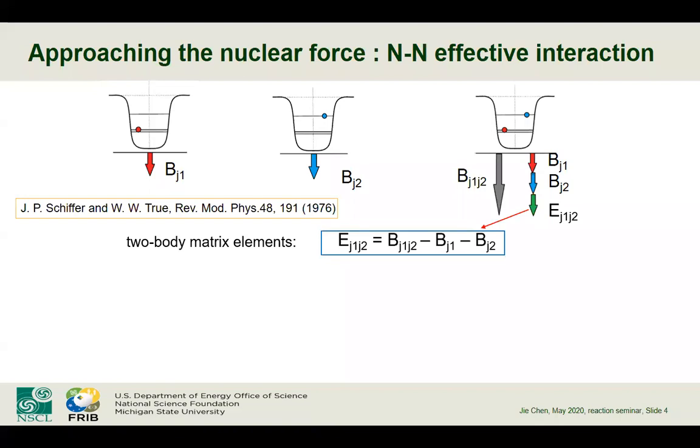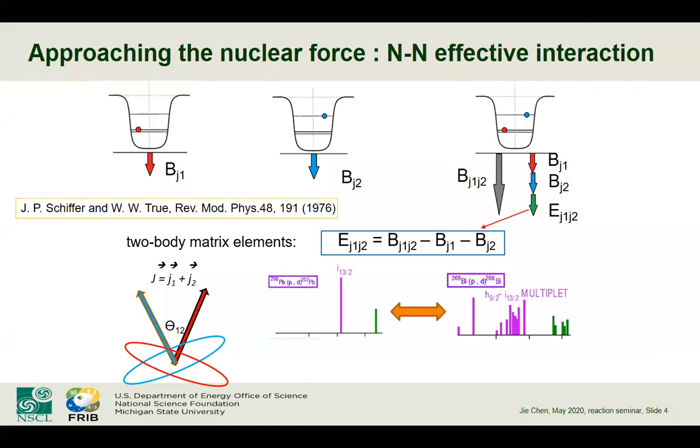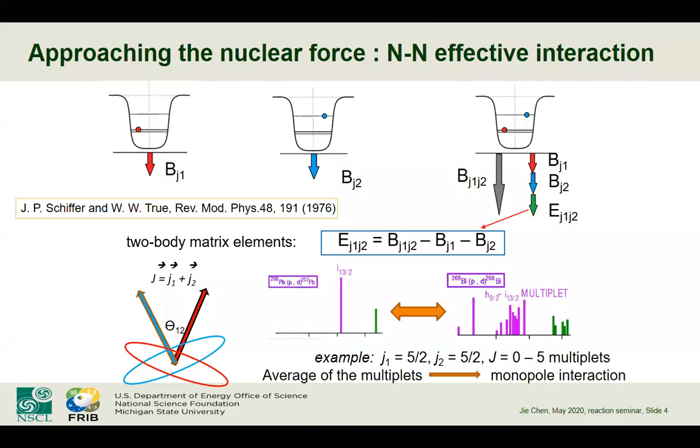This was inspired by the Schiffer method in this paper. And as I show here, for the odd-odd nucleus, the odd proton and odd neutron can couple with each other. So this will result in many different multiplets with different J values. The single-particle strengths within these multiplets can mix with each other. So in order to study the effective interaction, it's very important to isolate the single-particle strengths. So the question is how we can isolate them.